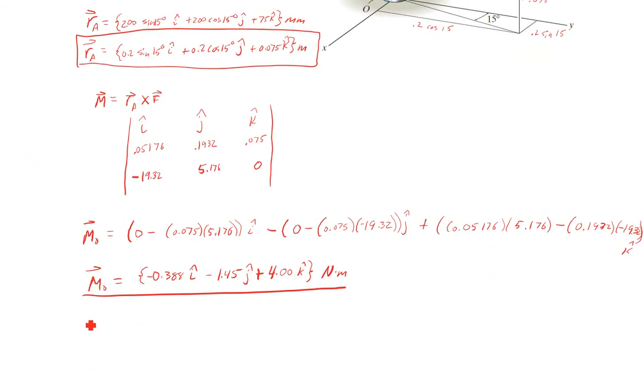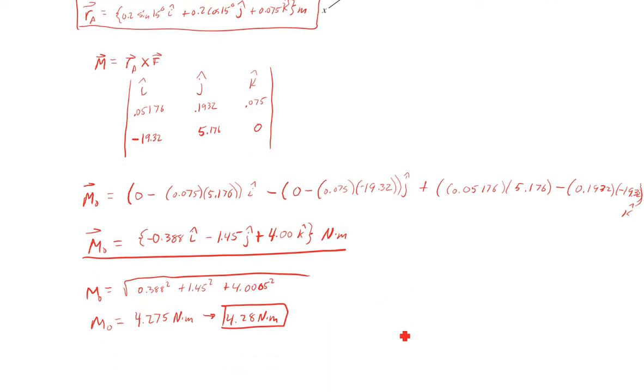Now we're looking for the magnitude of this thing. So the magnitude of MO equals the square root of each of these things squared. So I'm just going to drop the negative sign: 0.388 squared plus 1.45 squared plus 4.00 squared. So MO, I don't have a vector symbol on top, is 4.275 Newton meters, or to 3 significant figures, 4.28 Newton meters.